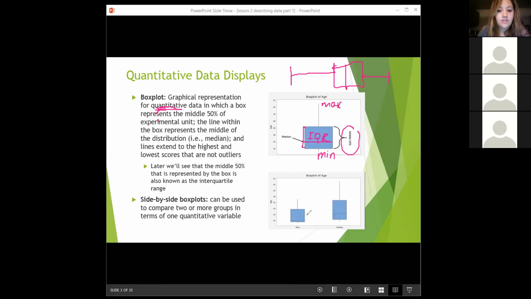Side-by-side box plots are going to be the same idea. It's the same thing as a normal box plot, except we're talking about 2 or more groups. So in this case, our group is going to be gender, so we're talking about men and women instead of maybe this one would just be men or something. So you still have one quantitative variable, so this would be age, your quantitative variable, but you have 2 different groups. That's the difference there. All right.